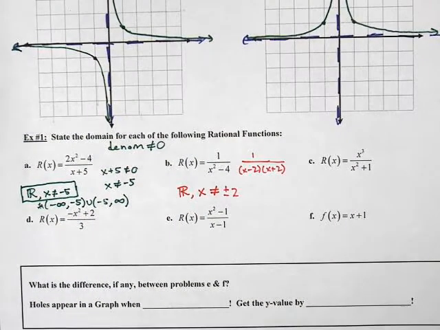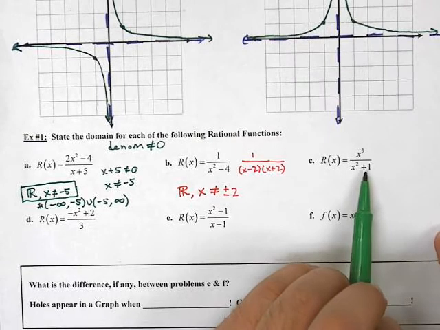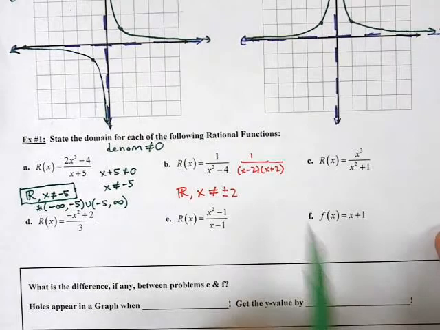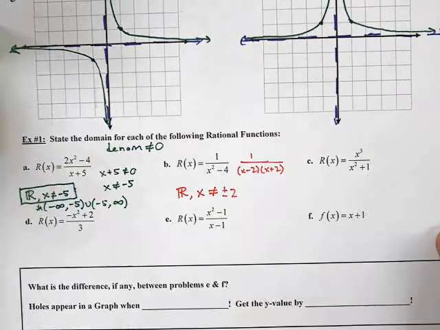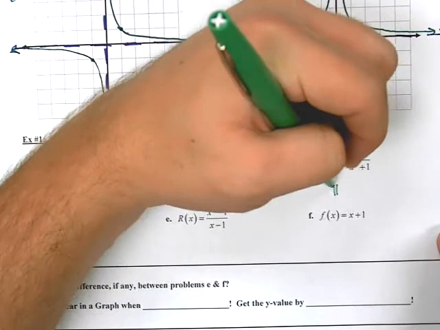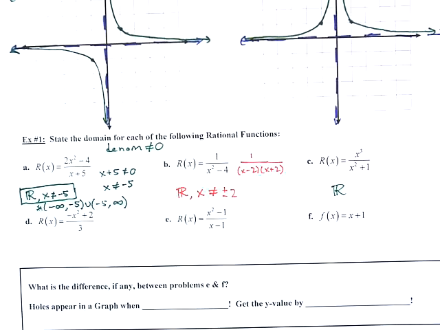If we move on to the next one, we see an x squared plus 1 in the denominator. When we try to factor it, there are no real solutions to x squared plus 1. So if there are no real solutions, are there any restrictions? Nope. All real numbers.